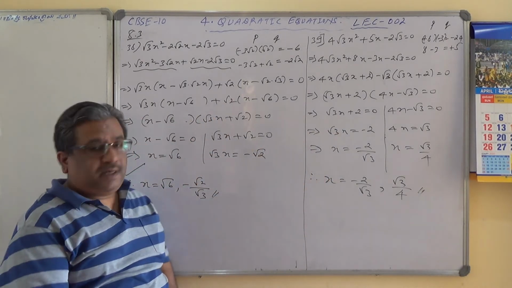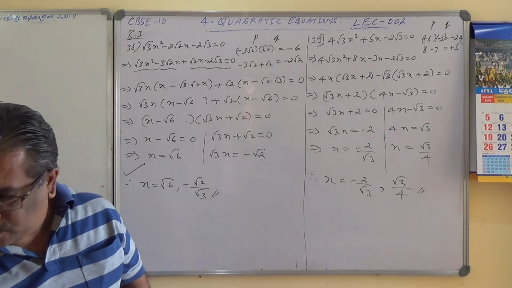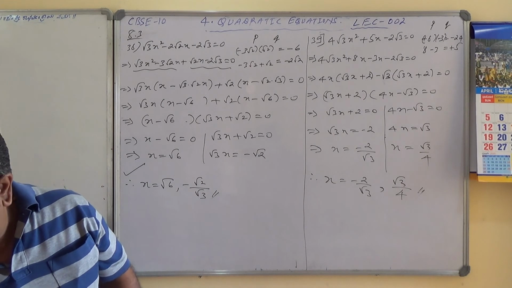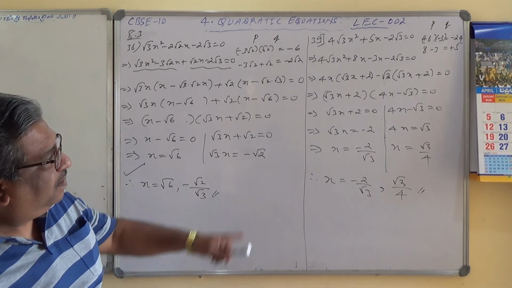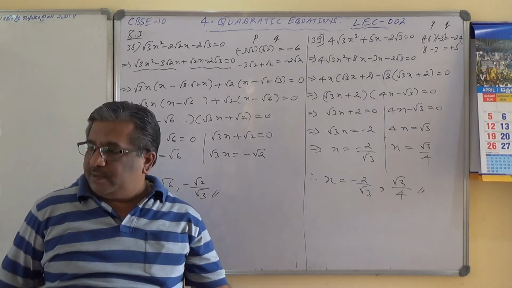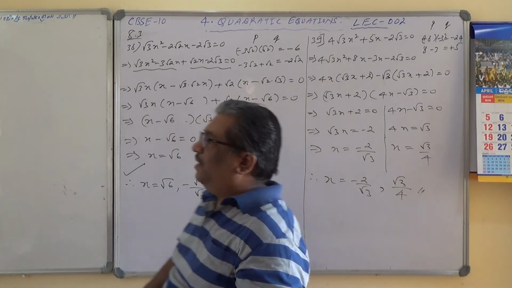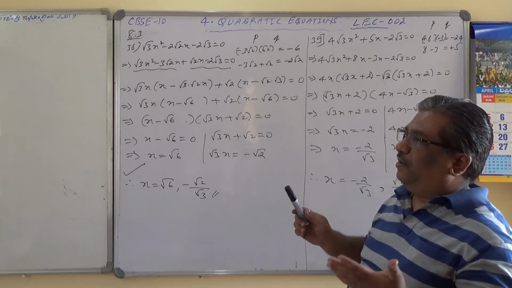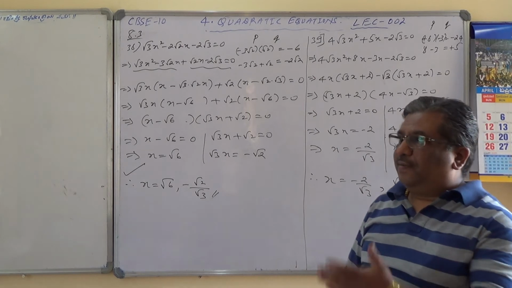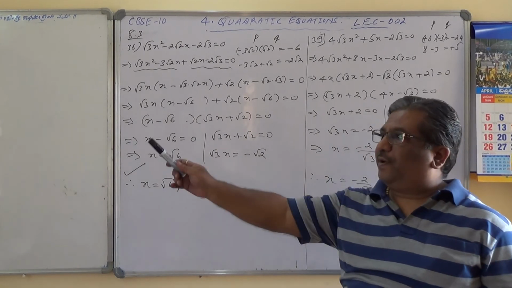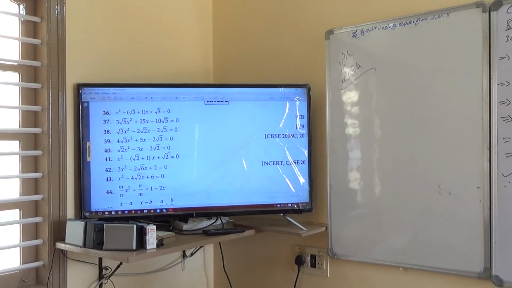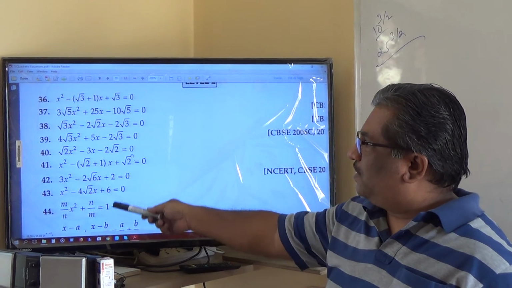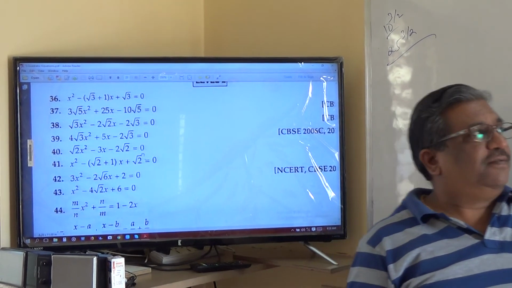Let me check the answer. 39th question: root 3 by 4, correct. Minus 2 by root 3, correct. Let me keep 40, 41, 42, 43 as assignments for you people. Note down from 40 to 43 and solve these four numericals yourself. I have solved enough numericals in this.